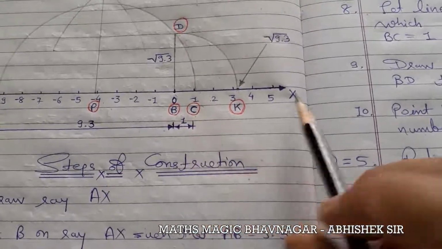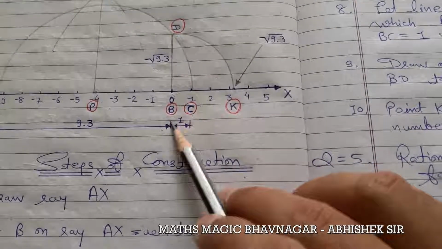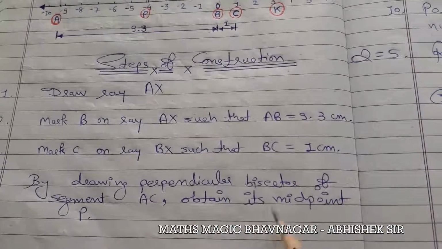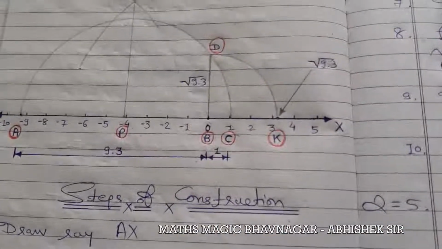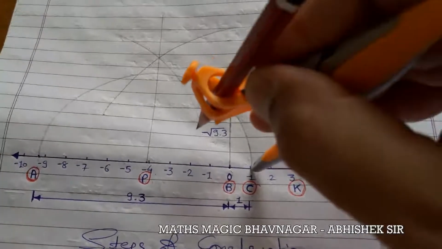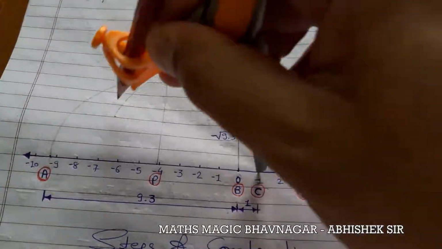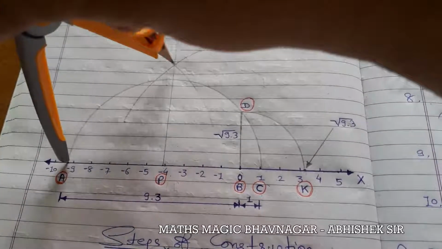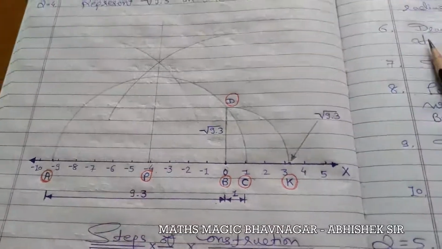Mark point C on ray BX such that BC is equal to 1 centimeter. Then by drawing the perpendicular bisector of segment AC, obtain its midpoint. What are they telling us to do? They are telling us to obtain the midpoint of AC with the help of arcs, taking A and C as the centers.